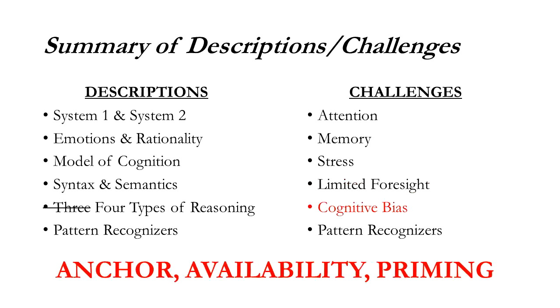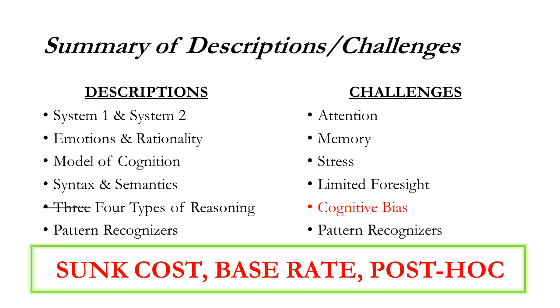We also have cognitive biases. We talked about anchor bias and availability bias and priming, how susceptible we are to priming, that is. Also, today we're going to be talking about sunk cost bias, base rate bias, and post hoc bias. So we'll be supplementing, again, as I mentioned with statistics, some of the challenges here.